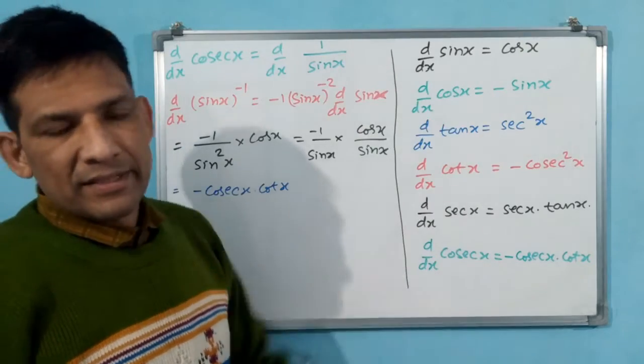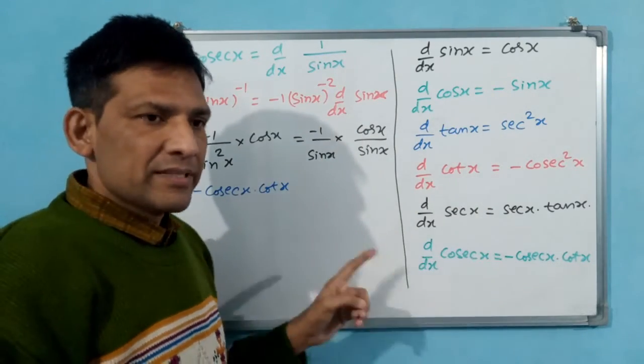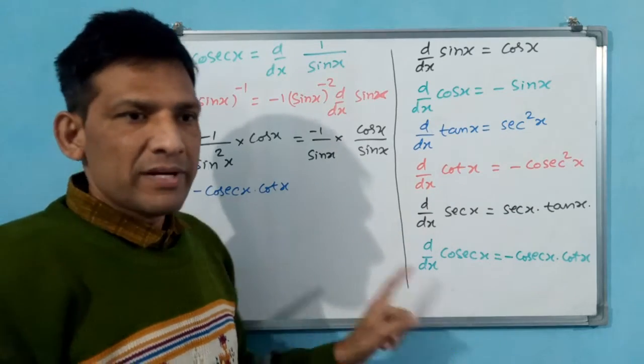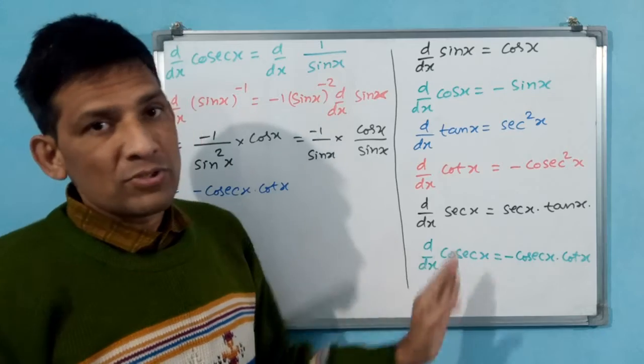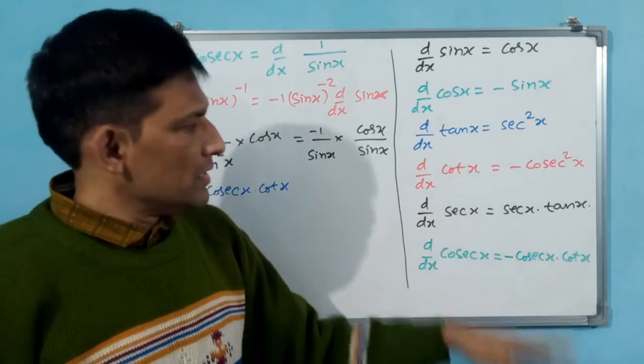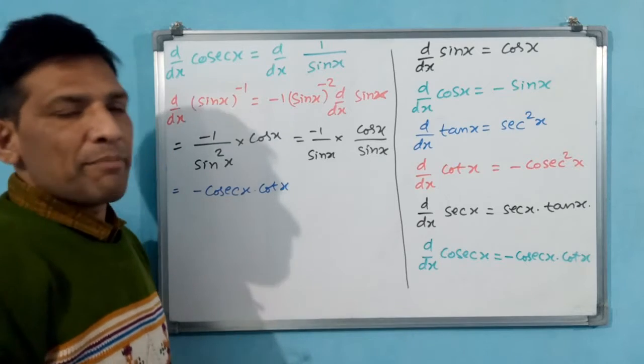d by dx sin x is cos x, d by dx cos x is minus sin x, d by dx tan x is secant square x, d by dx cot x is minus cosecant square x, d by dx secant x is secant x tan x, d by dx cosecant x is minus cosecant x cot x. Like that you have to learn by heart. These values you can directly apply.